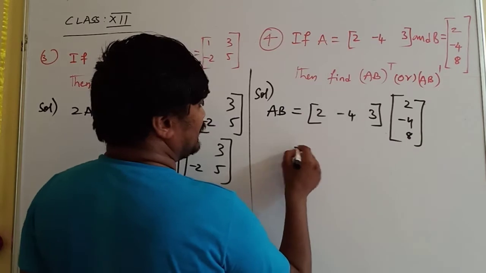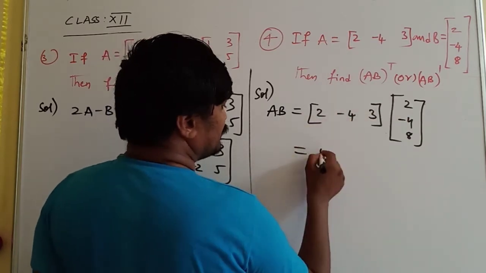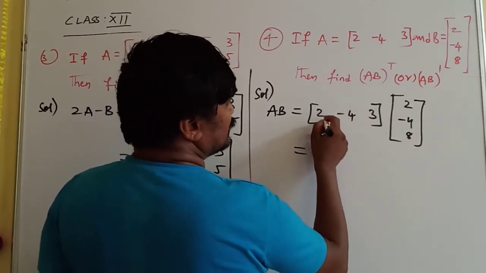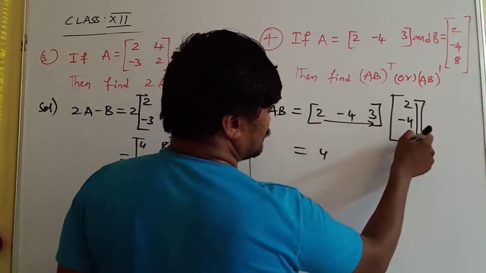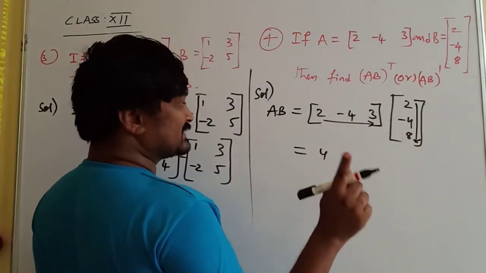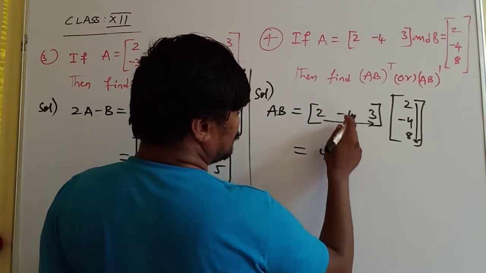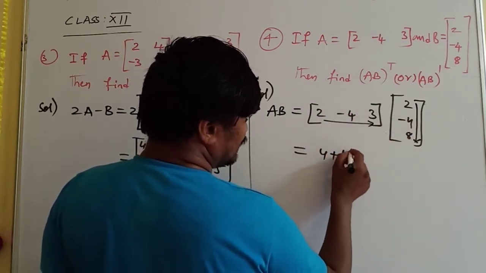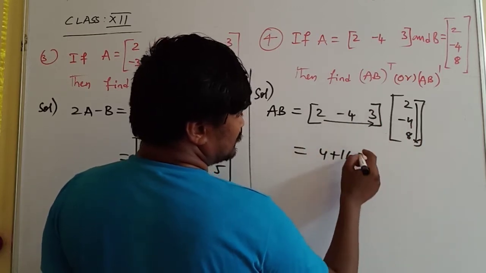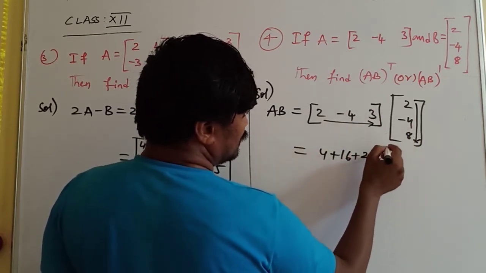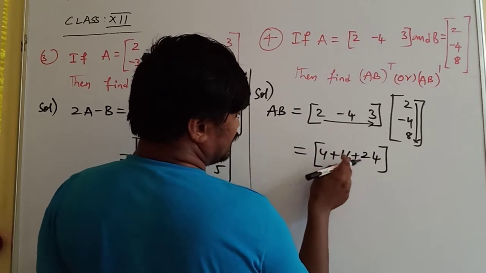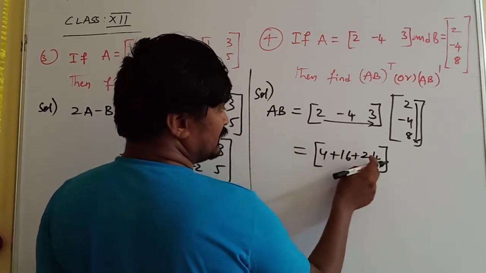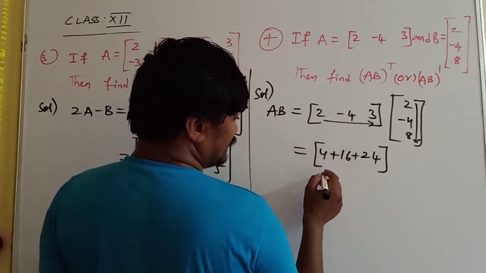Now multiply 2 into 2 is 4. You know that when the first row is multiplied by the first column you get only one single element. 2 2s are 4, minus into minus plus 4 4s are 16, 3 8s are 24. So add all this, what do you get? 4 plus 16 is 20, 20 plus 24 is 44.